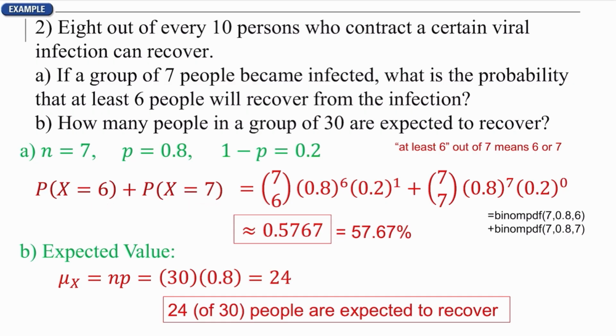And if you did the binom CDF with the 6 at the end, it would take you 6 all the way down to 0. And if you did it with 7, it would take you 7 all the way down to 0. So be very careful with that. You can actually see right here, I would do this with 2 separate binom PDF commands to check your work.